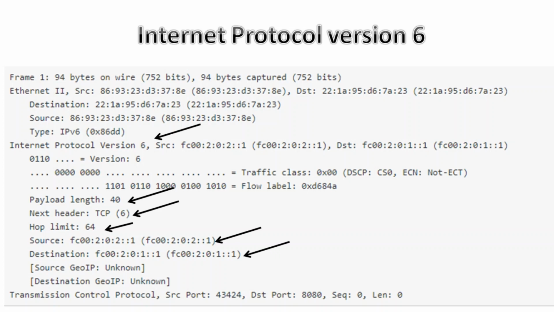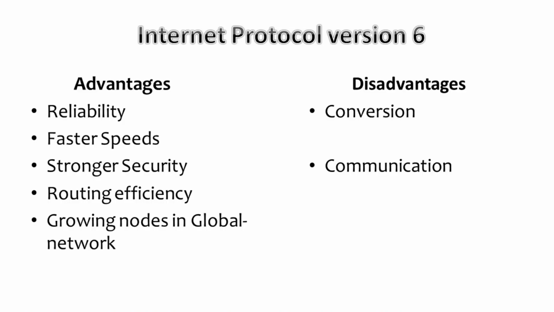Moving on, let's look into a little bit about the limits and benefits of IPv6. The advantages of IPv6 are that it is reliable, it is faster, it has stronger security, it is good for efficient routing, and most importantly, it is the final solution for growing nodes in the global market these days. Then there are some disadvantages, like conversion.